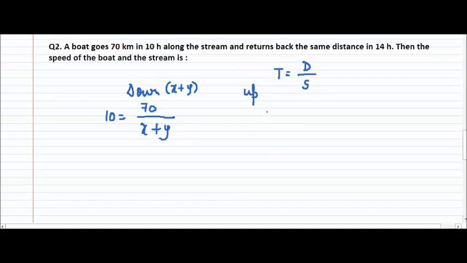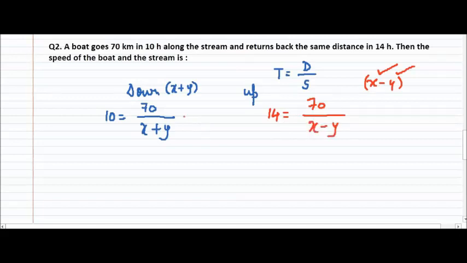In case of upstream, the time taken is 14 hours and the distance remains the same, 70. We know that in case of upstream, x minus y will be our speed, where x represents the speed of the boat and y represents the speed of the stream. I will put it here, x minus y.